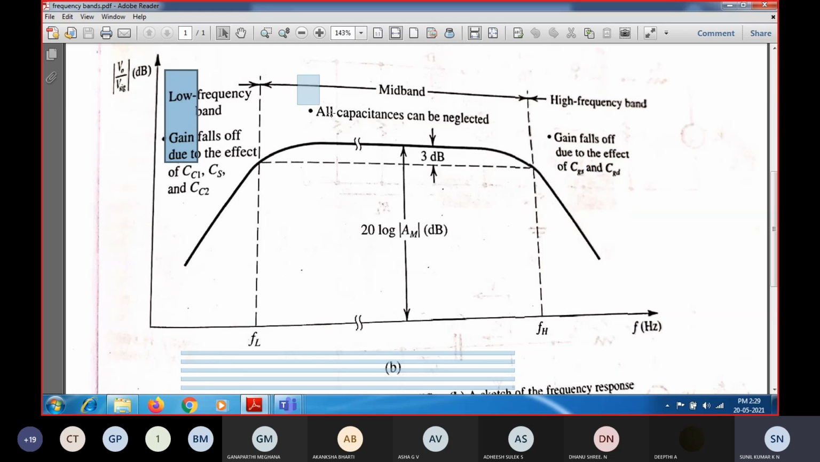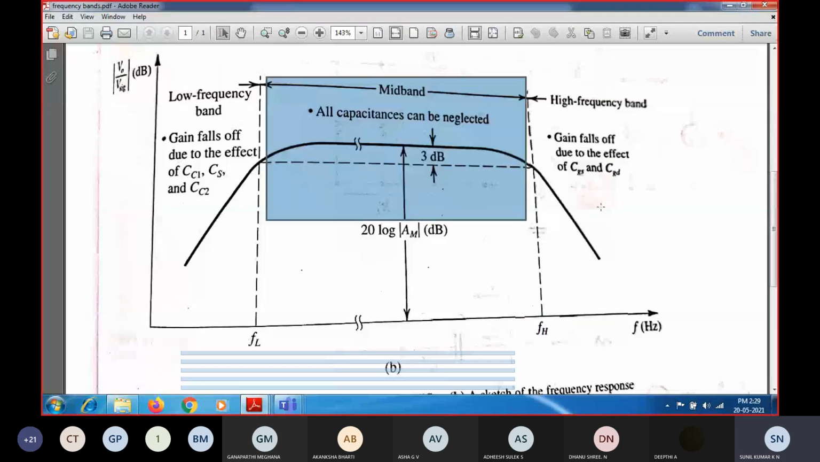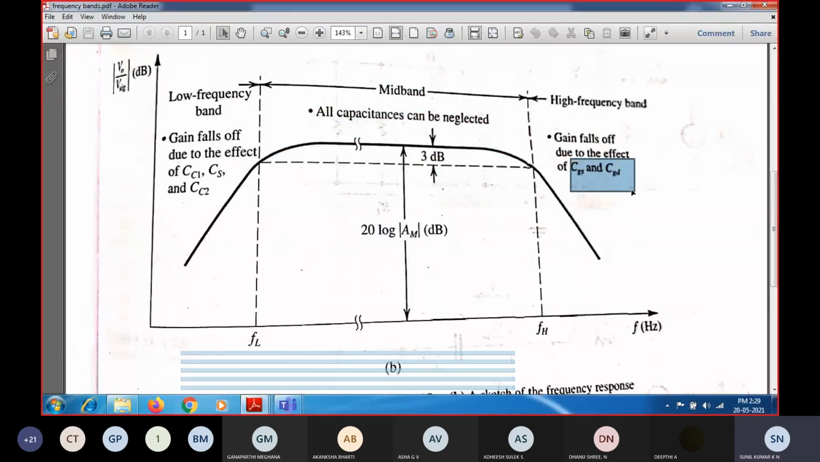So this is about the midband frequency, where all capacitance can be neglected. Why have they mentioned that capacitance can be neglected? Because above the lower cutoff frequency, the external coupling capacitors act as a short circuit, so there is no effect from the coupling capacitors. And below the upper cutoff frequency, all the internal gate capacitances act like an open circuit. So those effects will not have an impact on the amplifier performance. Hence, during this period, no capacitance will have an impact on the amplifier gain.